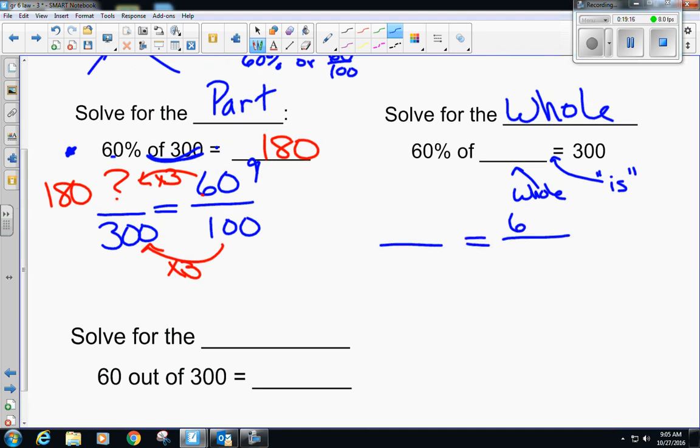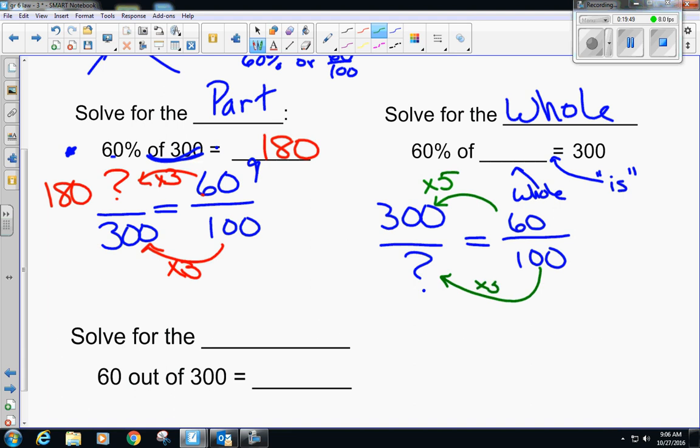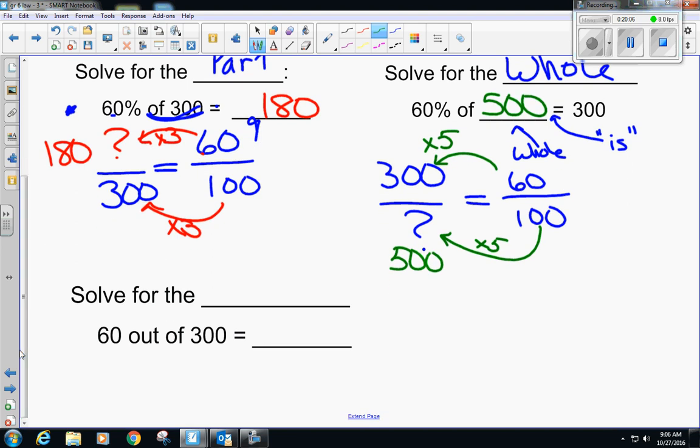So start your, again, you should always do that frame. We know the percent. This time we know the is, the part, and we don't know the whole. So again, what we know to what we don't know, same direction. To go from 60 to 300 is times 5, so this is times 5. 100 times 5 is 500. So 60% of 500 equals 300. Good. Yeah, the more we do it, the easier it'll become.